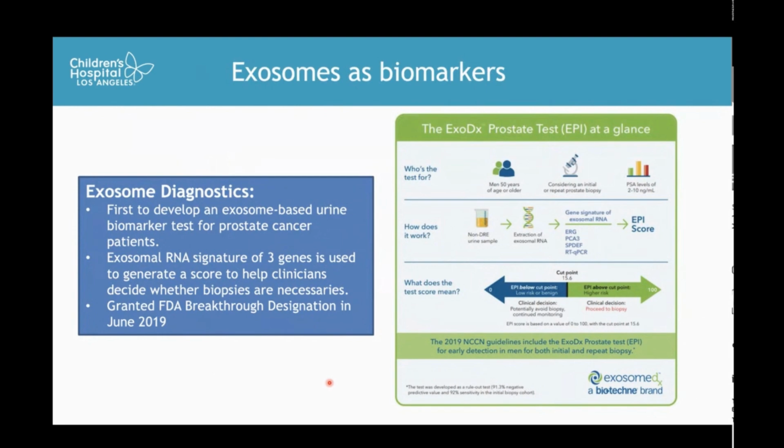Currently, there's only one test that has been approved, which has been developed by the company Exosome Diagnostics, which was the first to develop an exosome-based urine biomarker test for prostate cancer patients. The company found an exosomal RNA signature of 3 genes, which is used to generate a score to help clinicians decide whether biopsies of the primary tumor are necessary. And this was granted FDA breakthrough designation in June 2019.